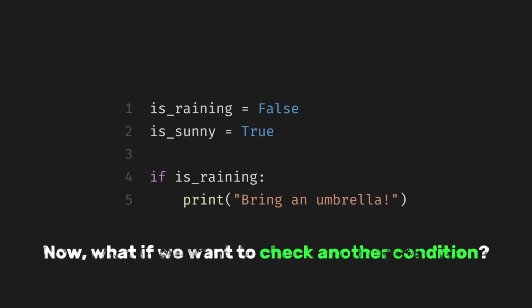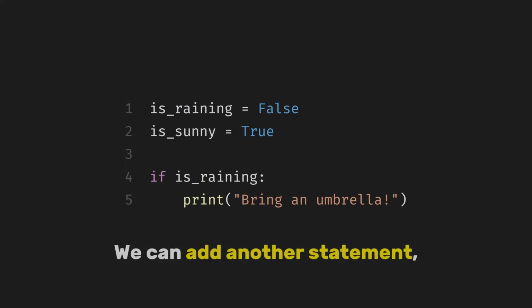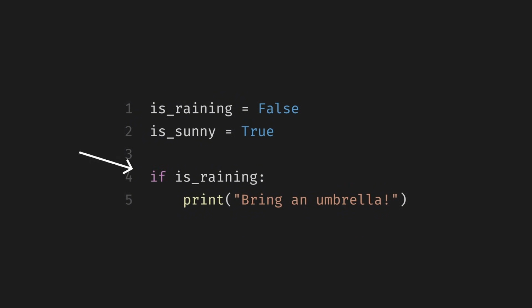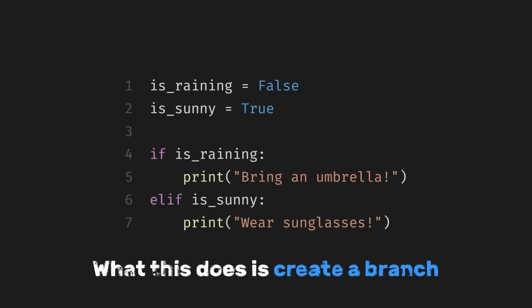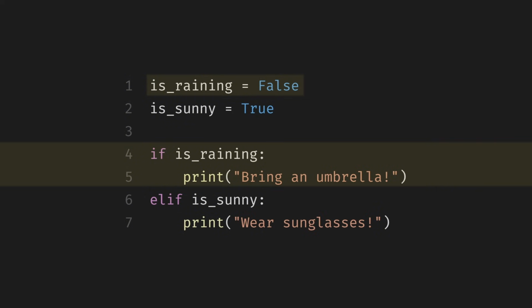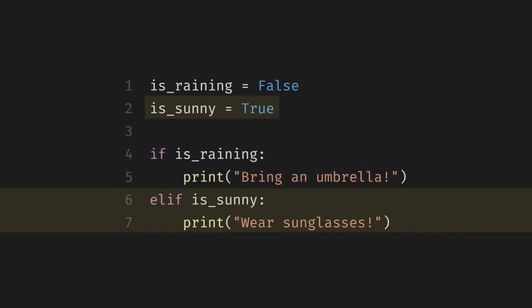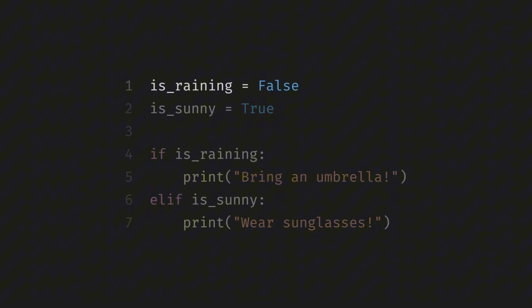Now, what if we want to check another condition? We can add another statement, but instead of using the keyword if, we use elif, which stands for else if. What this does is create a branch. When the condition inside the first if statement isn't satisfied, Python will check the condition in the elif statement and run it if it's true. Here's an example. Let's change the isRaining to false and create another variable called isSunny and set it to true.